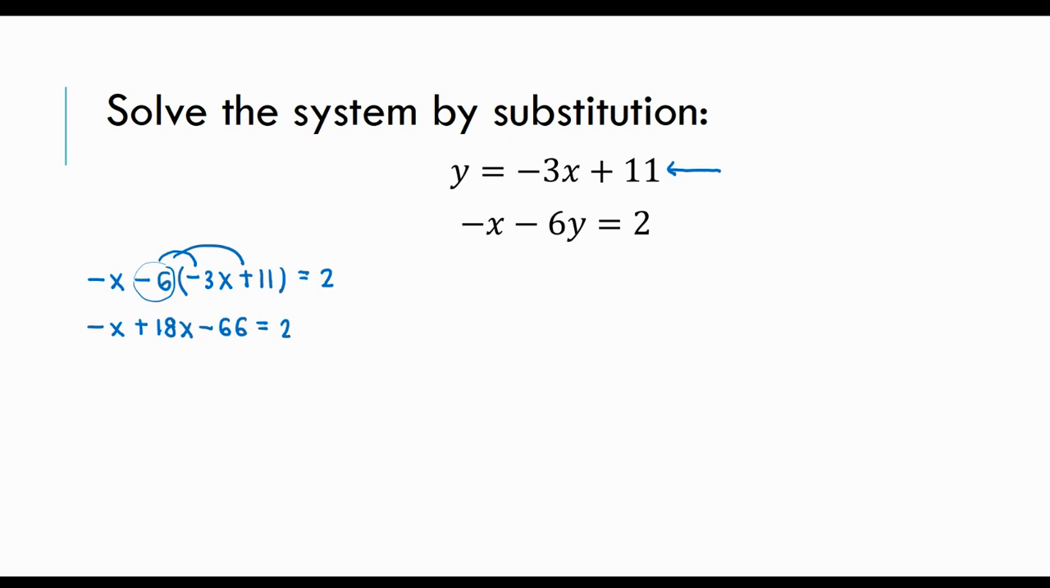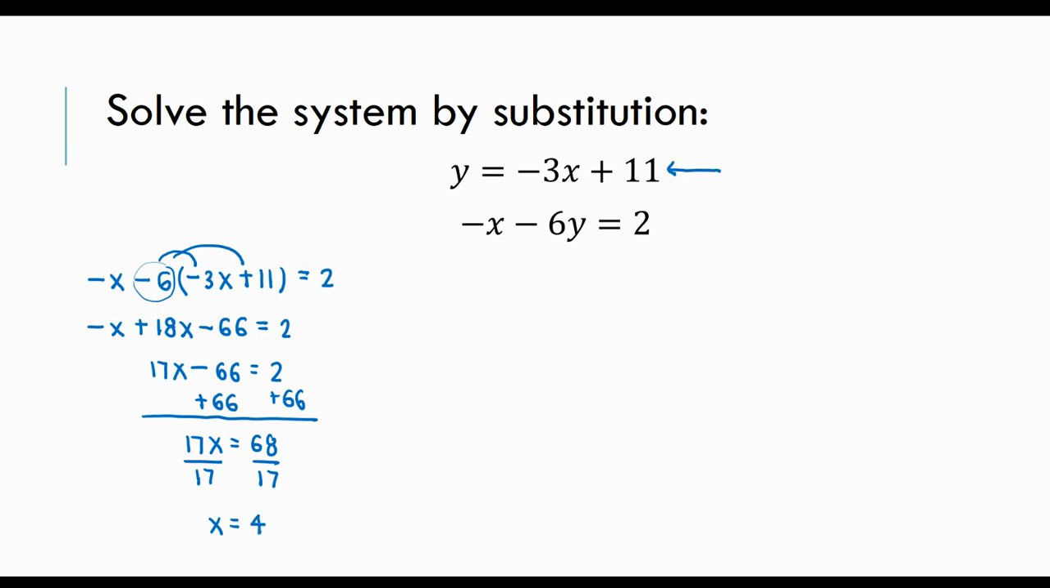That still equals 2. We've got some like terms. Negative x plus 18x is going to give us 17x. We'll still have minus 66 equals 2. I'm going to add the 66 over to the other side. That gives us 17x equals now 68. And then I'm going to divide both sides by 17. And I get x to be 4.